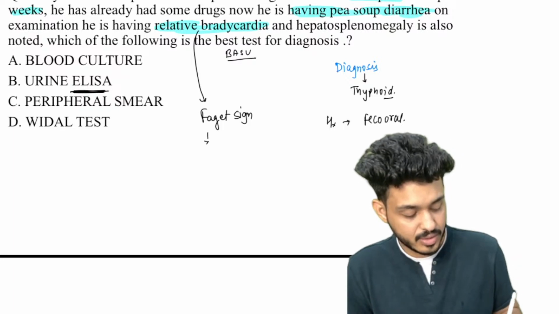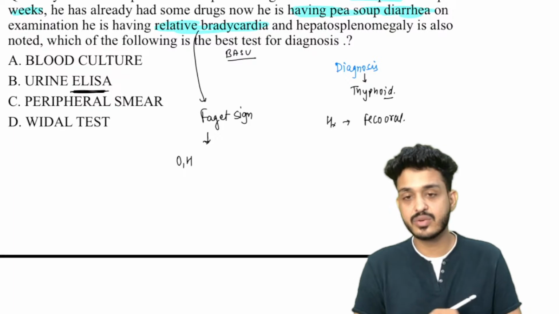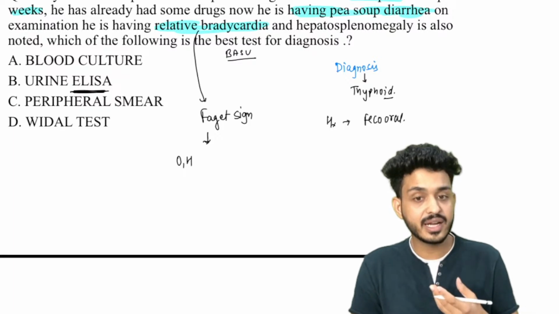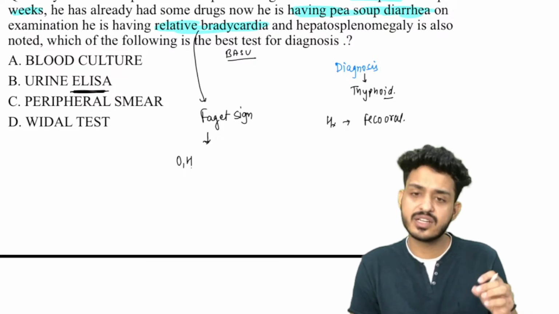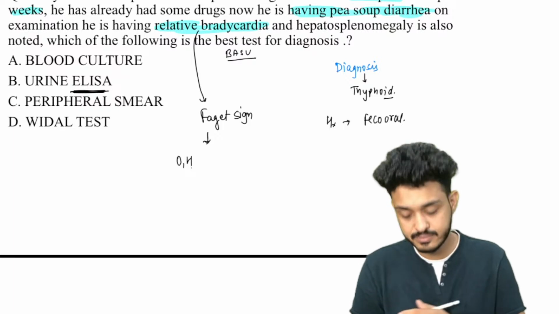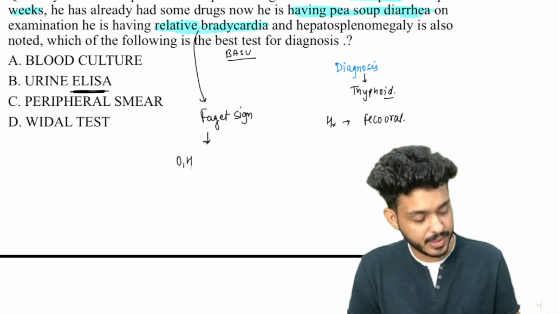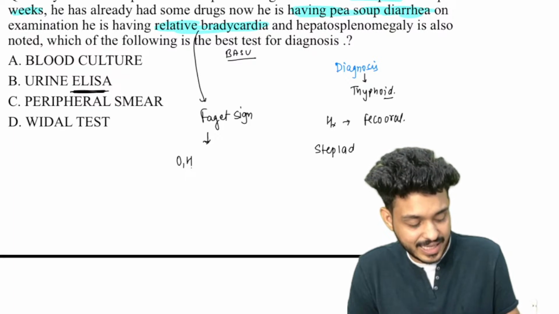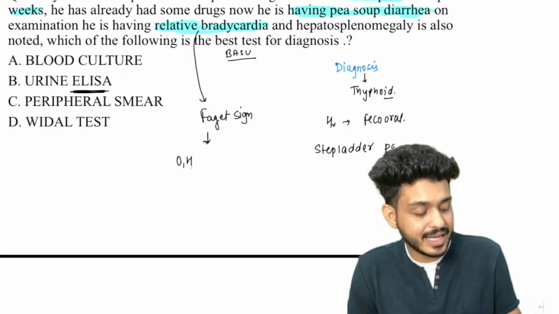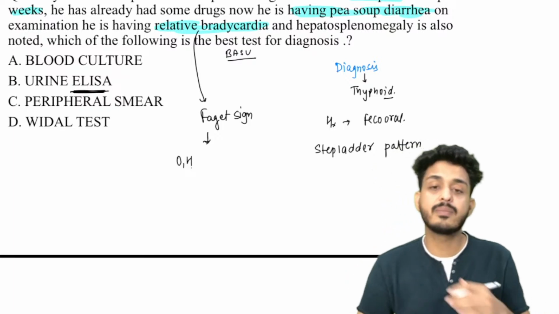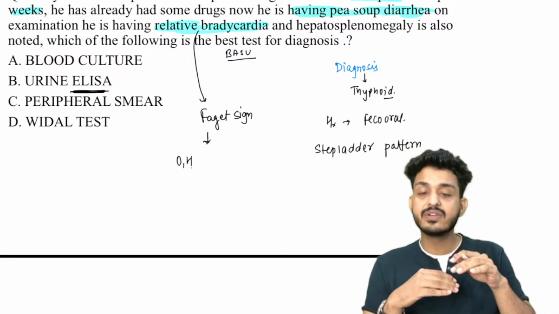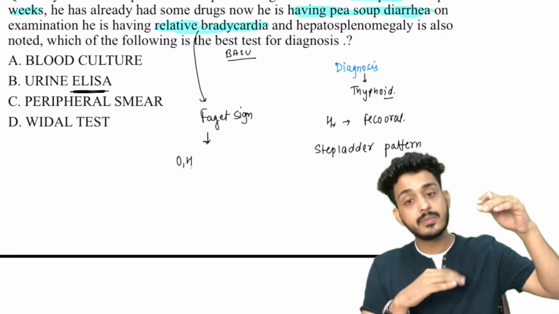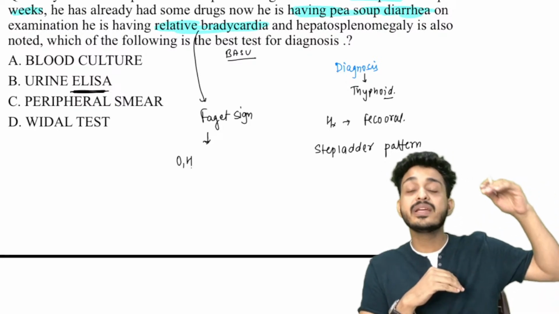We will be looking for the titers. We will be looking for O antigen and H antigen. O antigen is your somatic antigen. H antigen is the antigen that is present in your flagella, so this is your flagellar antigen. Apart from that, the type of fever you will be finding is known as step ladder pattern of fever. In typhoid, for example, first day there is fever, next day the fever will be more, and the next day the fever will be again more.